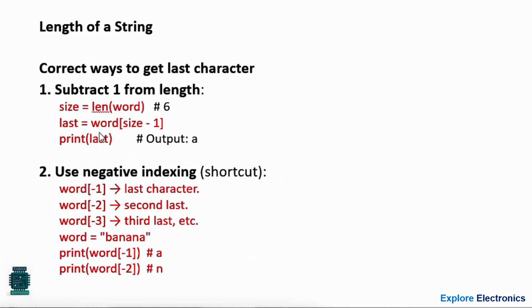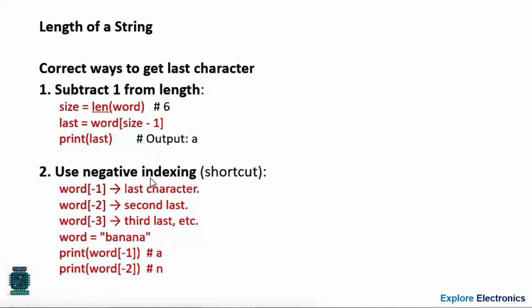Here we have 2 correct ways to get the last character. Let us see the first one. Subtract 1 from the length, which is very easy. Size is equal to length of the word. Here the length of the word is 6 as we know already. And last is equal to word of size minus 1. The size is 6 minus 1, 6 minus 1 means 5. You will get the last character, that is print last. It will print the A as output.